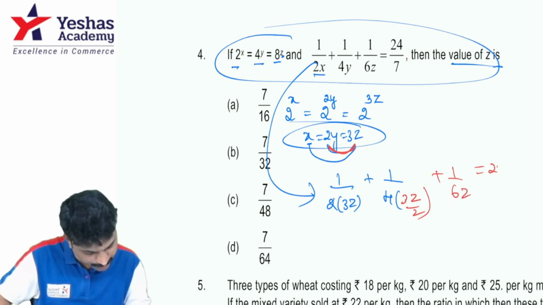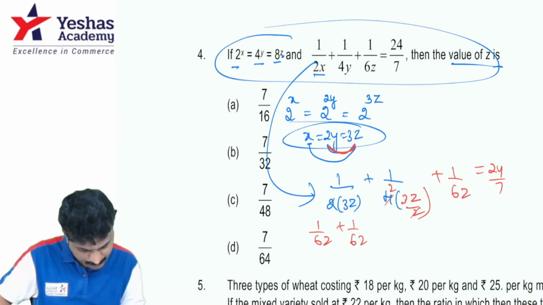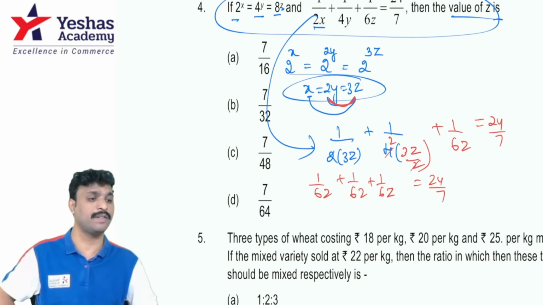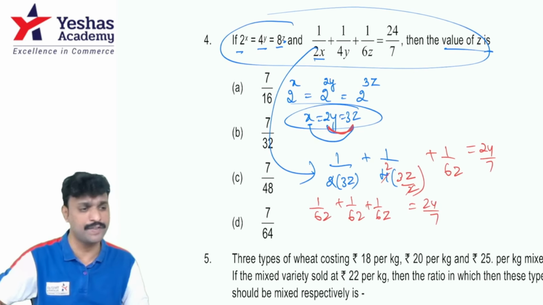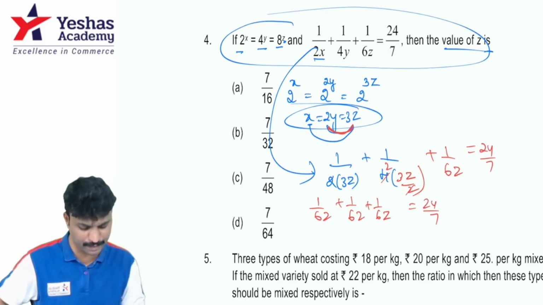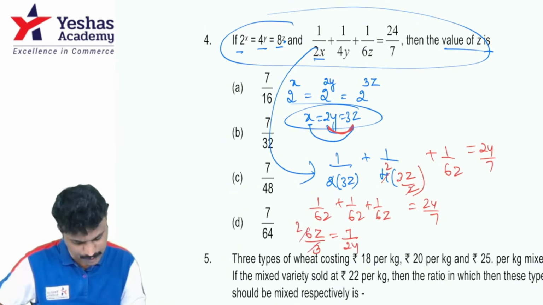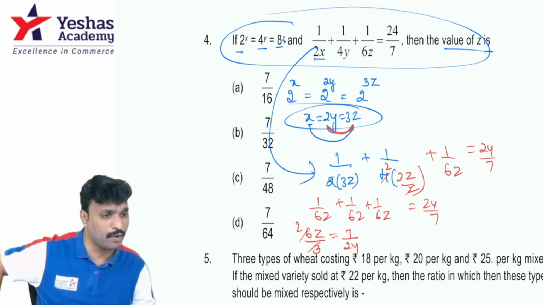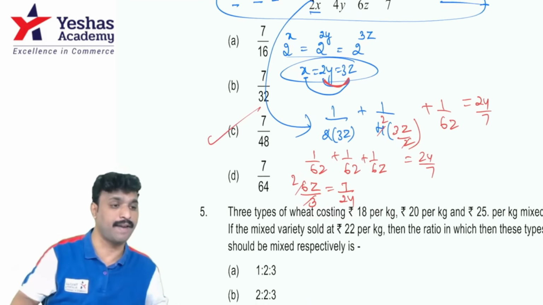6z is equal to 24 by 7. Guys, what will happen here? 2 gets cancelled. So 1 by 6z plus 1 by 6z plus 1 by 6z is equal to 24 by 7. Is it not 3 by 6z? Yes, 3 by 6z. They're asking us to find the value of z. Take the reciprocal. 3 by 6z becomes 6z by 3, and 24 by 7 becomes 7 by 24. 3 ones are 3, twos are 2, gets cross multiplied with 24. So z is equal to 7 by 48. That means option C is the right answer.